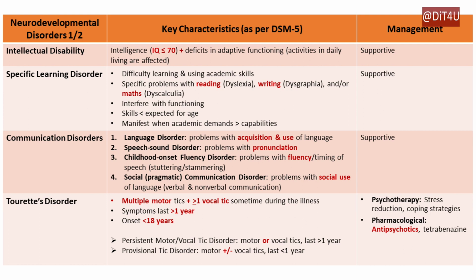Persistent motor or vocal tic disorder. So here you have motor or vocal tics, and it has to last more than 1 year, just as in Tourette's disorder. But in Tourette's, you need both motor and vocal. Okay. Provisional tic disorder, motor with or without vocal tics, but lasts for less than 1 year.